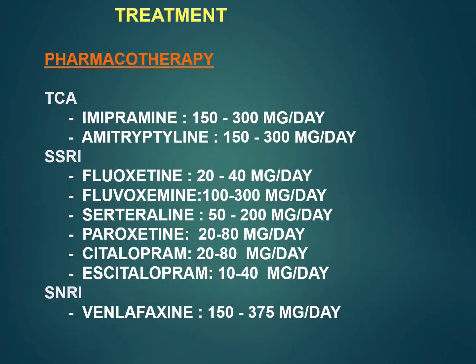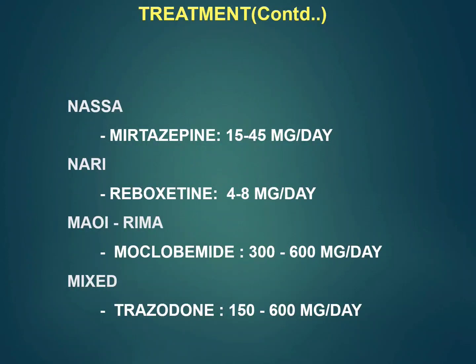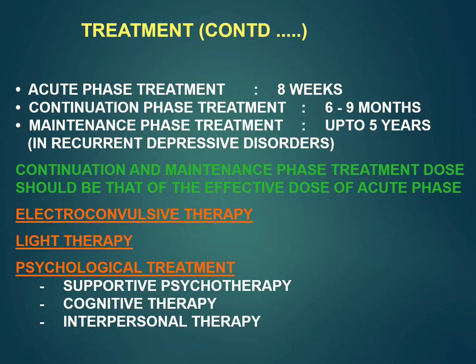Now, imipramine, amitriptyline, usually the dose is 150 to 300, but we're not using it very often now, very rarely. These doses I told you, with most of them, okay. The treatment phase, acute treatment, is the first 8 weeks, then the continuation phase is 6 to 9 months, and then the maintenance phase goes on up to 5 years.